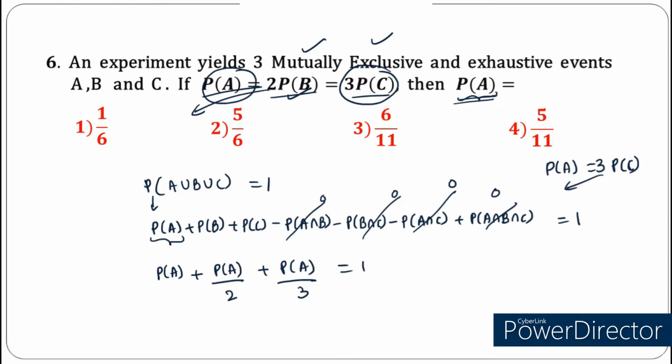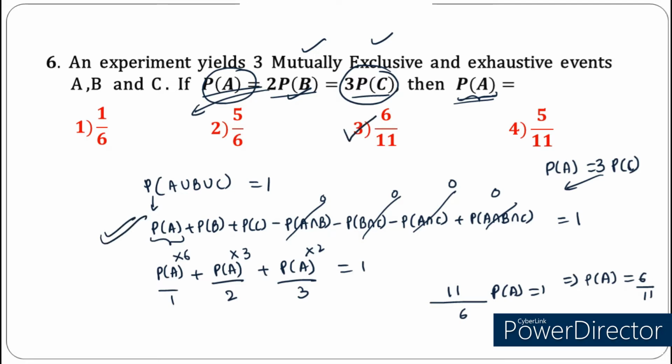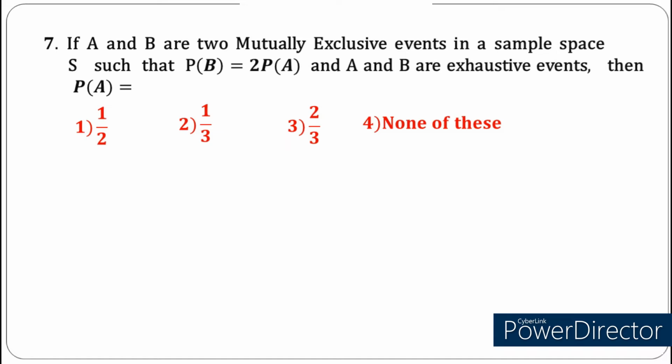Take the LCM now. LCM is 6. I'll multiply 6 here, 3 here, and 2 here. 6 plus 3 is 9, 9 plus 2 is 11. So 11 by 6 times P of A should be equal to 1. It implies P of A is 6 divided by 11. So which option? Option 3. This formula is very important. Remember this formula, P of A union B union C. Now let's see the 7th question.